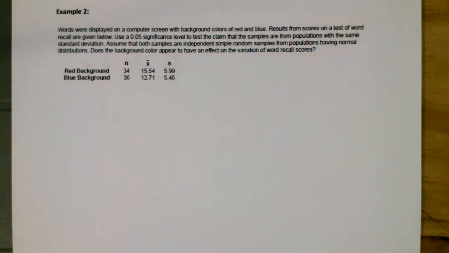Okay, here words were displayed on a computer screen with background colors of red and blue. Results from scores on a test of word recall are given below. Use a 0.05 significance level to test the claim that the samples are from populations with the same standard deviation. Assume that both samples are independent, simple random samples from populations having normal distributions. Does the background color appear to have an effect on the variation of word recall scores?